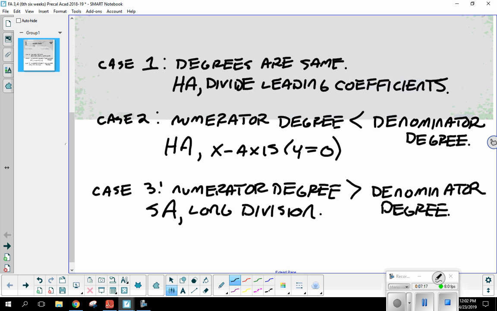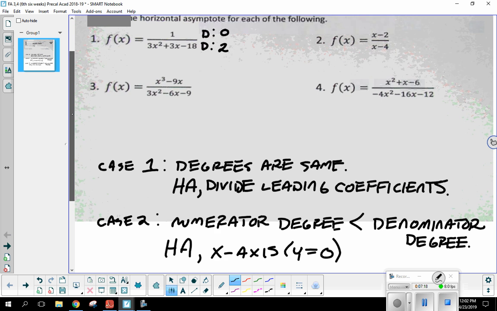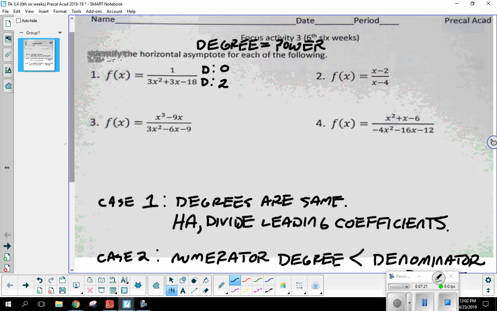Because it has a horizontal asymptote, would I say this one diverges or converges? Do you guys remember? Converges. In fact, I would say it converges to 0 because that's the horizontal asymptote. If it has a horizontal asymptote, it will converge. If it has a slant asymptote, it will diverge. It will not approach a specific number.